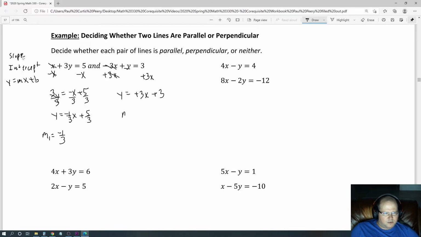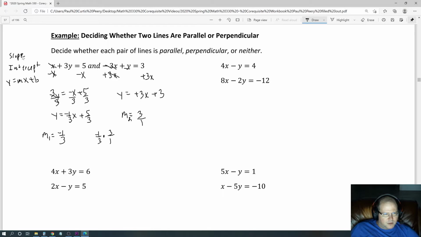Okay, now at this point, we would say slope 2, the slope of the second equation, is equal to 3. And we can even put it over a 1 for comparative purposes. Now, we know they're not equivalent. Obviously, negative 1/3 is not equivalent to 3. But what happens if we multiply these together? Do we get a negative 1?